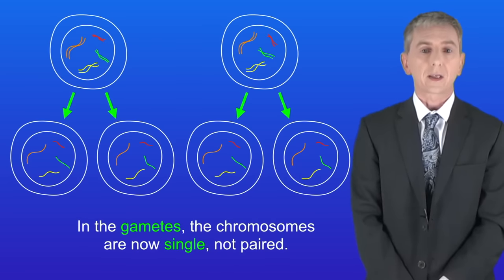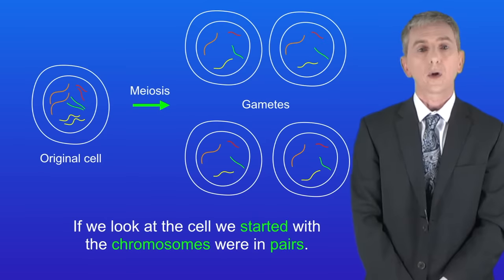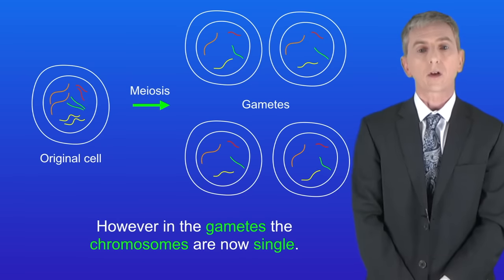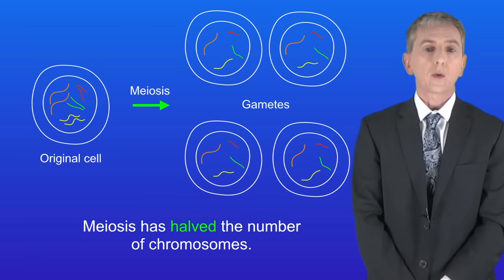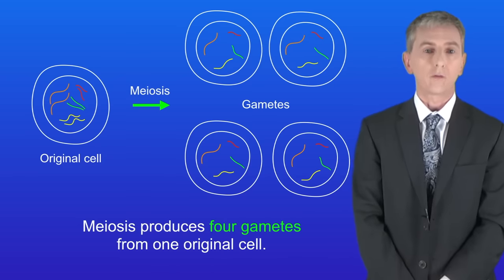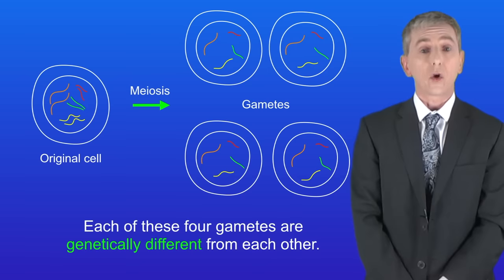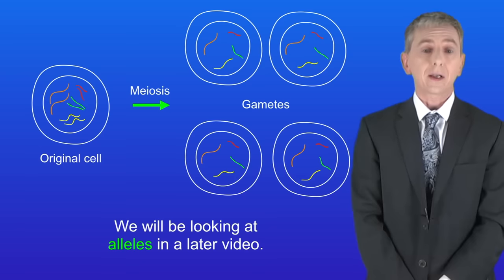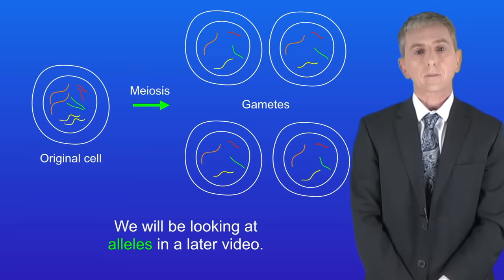And as you can see, in the gametes, the chromosomes are now single, not paired. So if we look at the cell that we started with, we can see that the chromosomes were in pairs. However, in the gametes, the chromosomes are now single. In other words, meiosis has halved the number of chromosomes. Meiosis produces 4 gametes from one original cell. And each of these 4 gametes are genetically different from each other. Each gamete has different alleles, and we'll be looking at alleles in a later video.